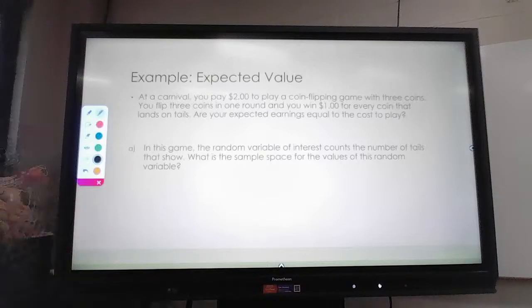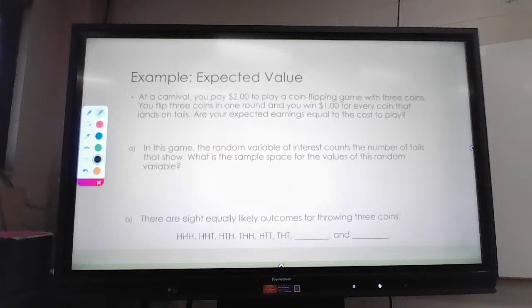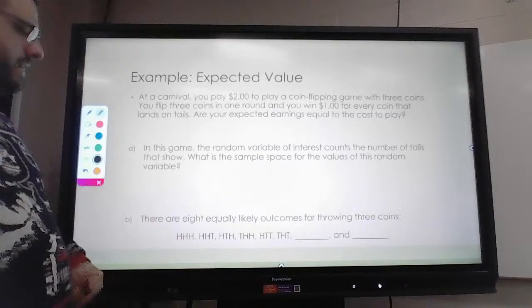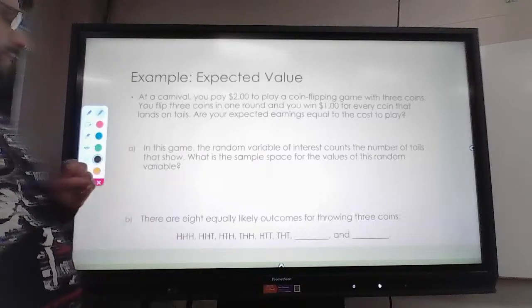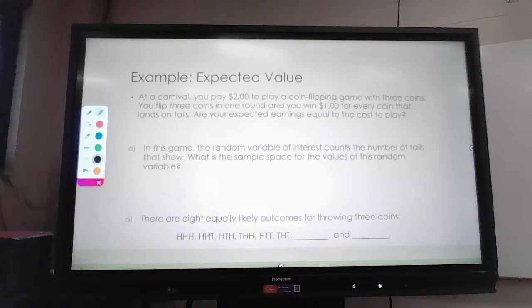So first off, we need to identify what our variable is, what we're trying to measure. And we need to identify the probability. But in order to find the probability, we need the sample space. Well, there are 8 equally likely outcomes for throwing 3 coins. First, you could have all 3 being heads. That's this right here. You could have 2 of the 3 coins showing heads and 1 coin showing tails.